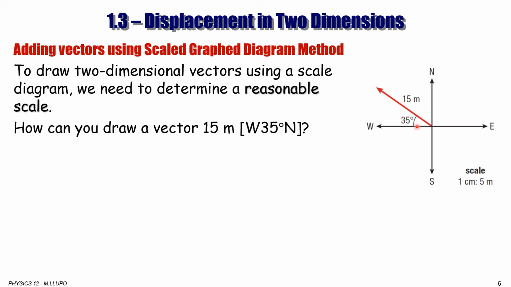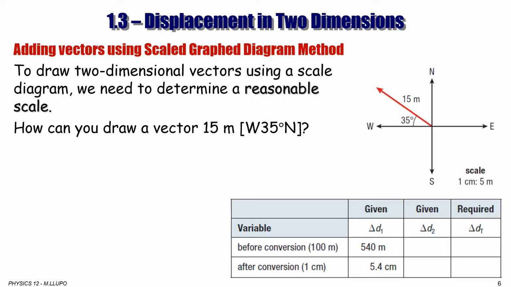From west, you draw a very light line, 35 degrees toward north. Then you measure the vector on that line: 1.5 centimeters for the scale 1 centimeter with 10 meters, or 3 centimeters for the scale 1 centimeter with 5 meters. Then you can draw a hard line with an arrow that represents the vector, which is 15 meters west, 35 north.